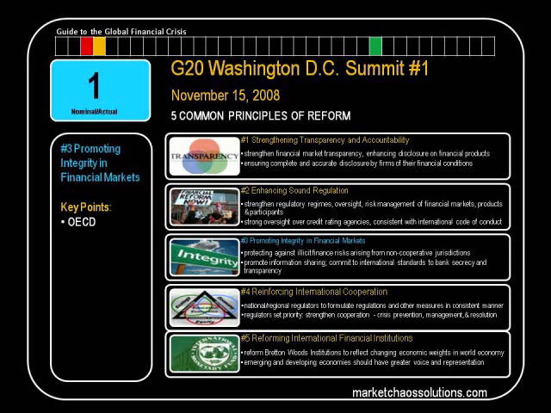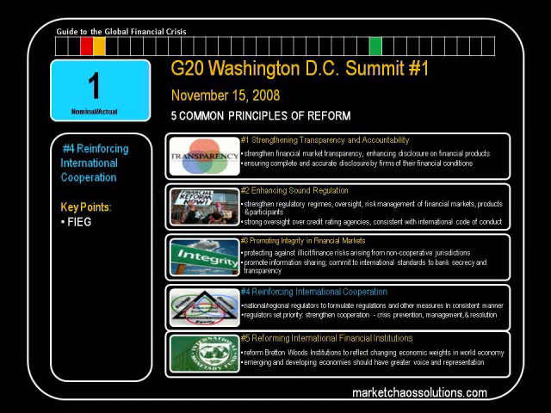Promoting integrity in financial markets, protecting against illicit finance risk arising from non-cooperative jurisdictions, promote information sharing, commit to international standards to bank secrecy and transparency. Key organization is the Organization for Economic Cooperation and Development.